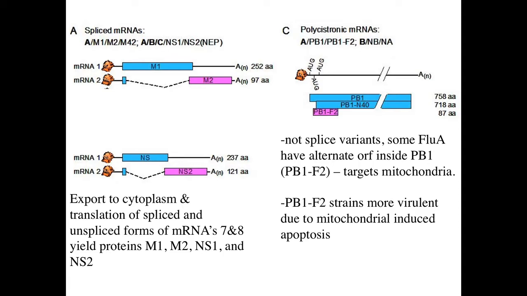Same exact process occurs for segment 8 that encodes both the non-structural protein 1 and non-structural protein 2. You can have non-structural 1 created from an unprocessed transcript, but the processed transcript, the intron element removed, will be translated into a completely different protein. There's a downstream of this stop codon for non-structural 1. There's another start codon which will encode this other non-structural protein. So that shows you how you can get 10 proteins from 8 segments. But it's actually a little bit more complicated than that.